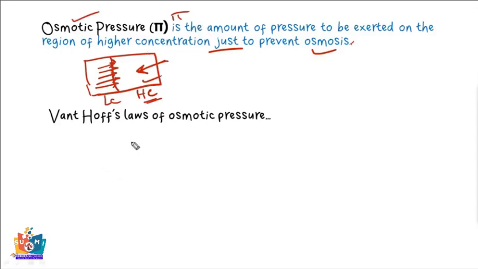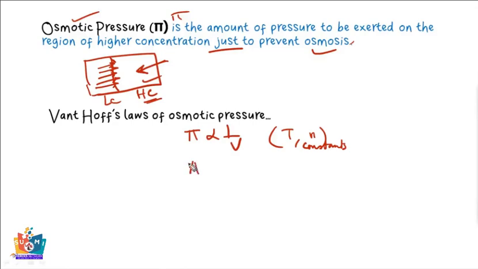Van't Hoff made laws about osmotic pressure. The first law is pi is proportional to 1 upon V. This is very similar to Boyle's law: volume is inversely proportional to pressure, temperature remaining constant. Here T remains constant and the number of moles remains constant. This is called Boyle's and Van't Hoff's law.